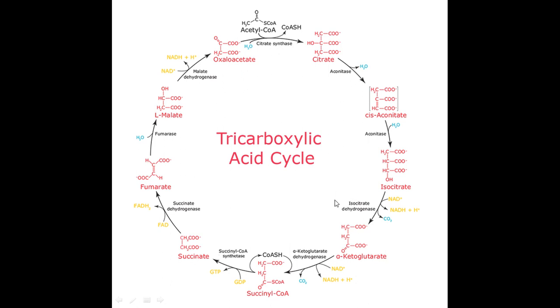alpha-ketoglutarate. So the isocitrate produced here is first converted or oxidized to alpha-ketoglutarate by an enzyme isocitrate dehydrogenase. This reaction is more of an oxidation reaction because NAD+ is used to oxidize isocitrate to alpha-ketoglutarate, followed by a decarboxylation reaction which is led by loss of carbon dioxide.